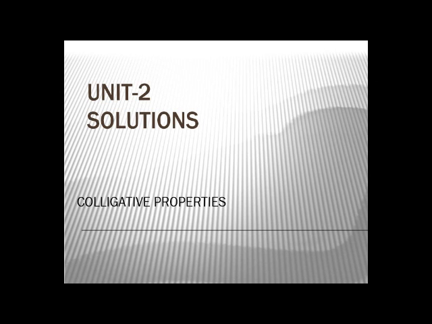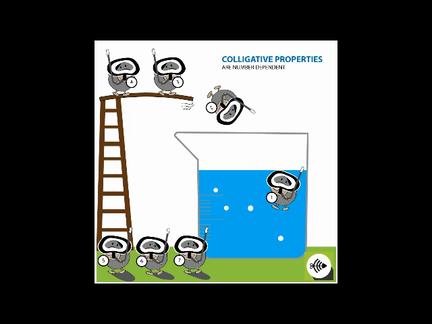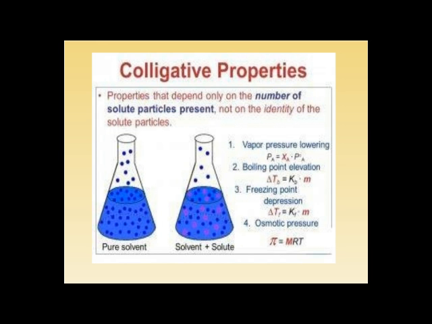Colligative properties. What are colligative properties? Colligative properties are number dependent. When the number of particles of solute increases or decreases and affects any property, that is known as a colligative property. Properties that depend only on the number of solute particles present, not on the identity of the solute particles.